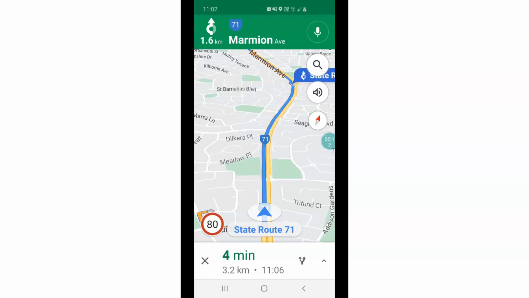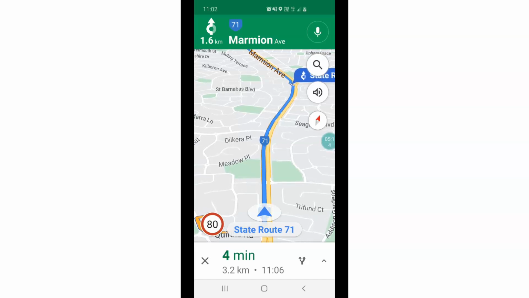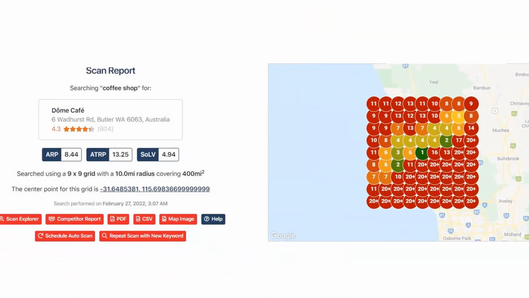And this is the problem with a lot of processes. They don't actually do much except take up your time. Okay, now this is where I started with rankings, guys, on 27th of February at 3:07 a.m. US time.